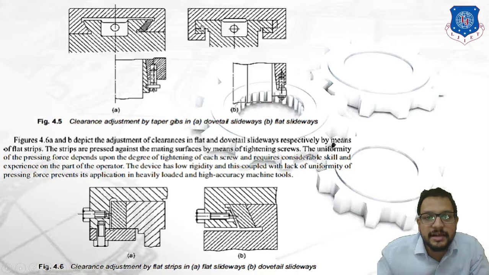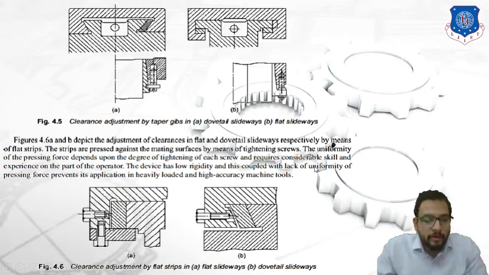So in this flat slideway, this is our surface of a slideway, and over that you can see, shown by the different hatching lines, is a sliding element, that is a mating surface. So the adjustment over here is done in this way. You can see cutting is shown, and this portion where you can see hatching lines is shown. Clearance adjustment by using a taper gib.